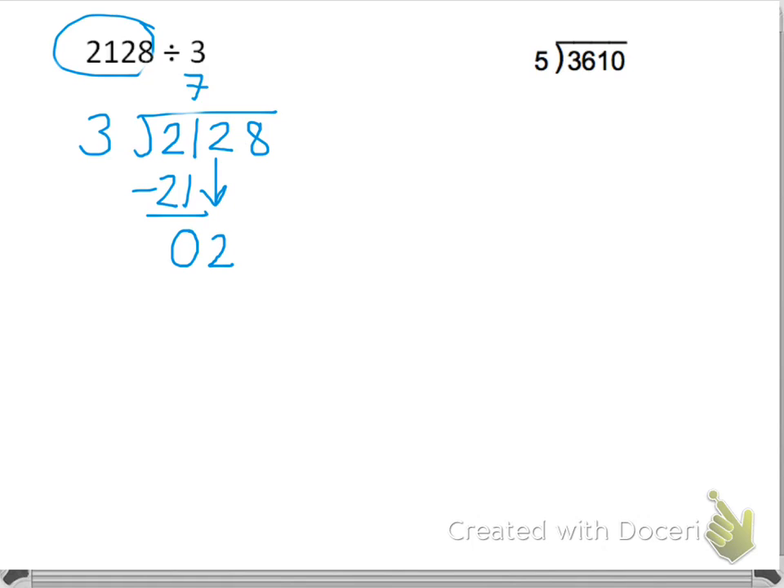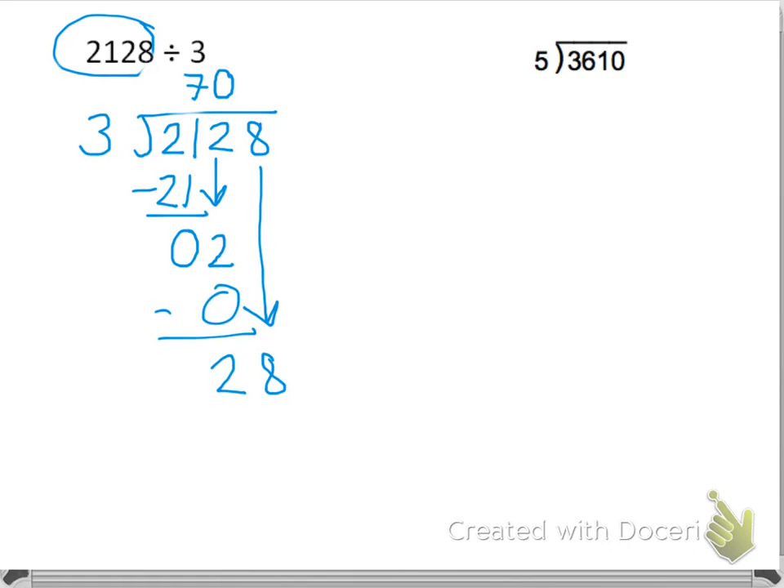How many times can 3 go into 2? 0 times. Now this is a common mistake. When it goes in 0 times, make sure you write the 0 up there above the 2. Otherwise, you're going to get the answer wrong. 0 times 3 is 0. Subtract 2 minus 0 gives me 2. Now I'm going to bring down the 8.